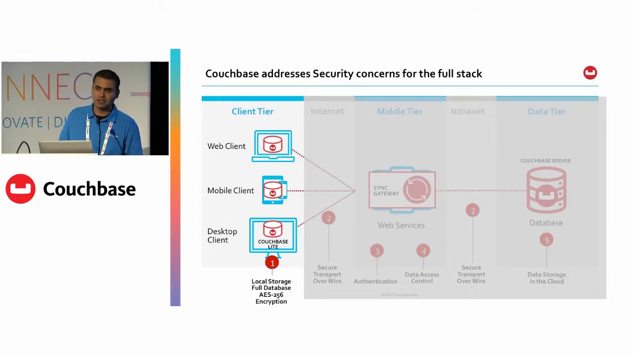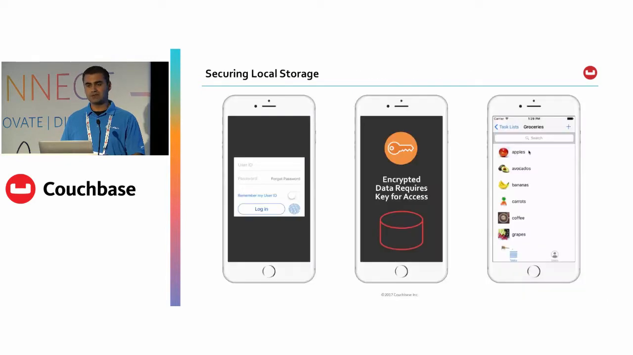As I've mentioned out here, we've got full database encryption, which means that documents that are stored in Couchbase can be encrypted with fairly strong keys and an AES 256 algorithm. What this means in terms of securing local storage.